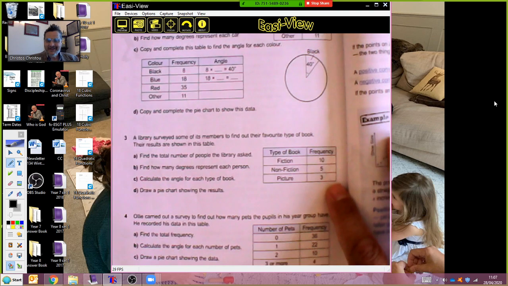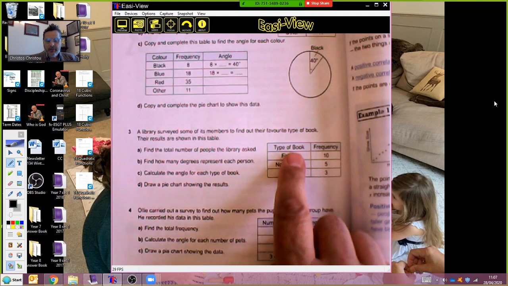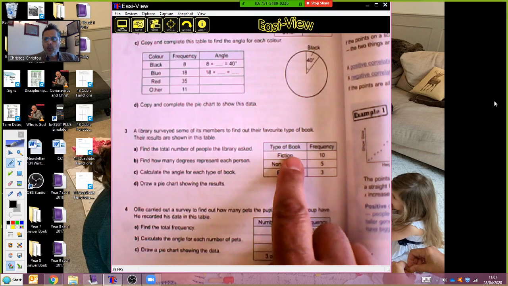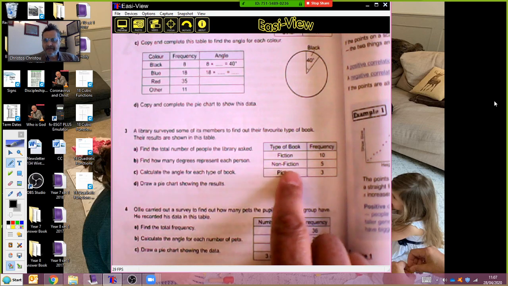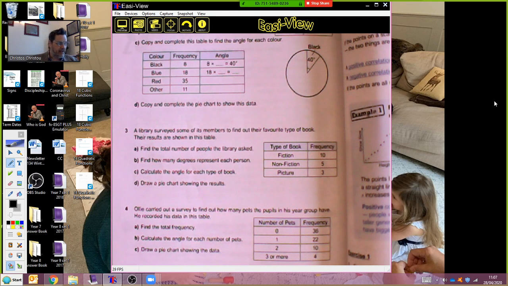Yeah, question 3. Hilarious. Okay, so books. There's no point doing a pie chart with degrees in it without saying, well, that's fiction, that's non-fiction book, and that's picture book, okay? So tell the whole story, not just the mathematical side of the story. That's all I want to say about that.